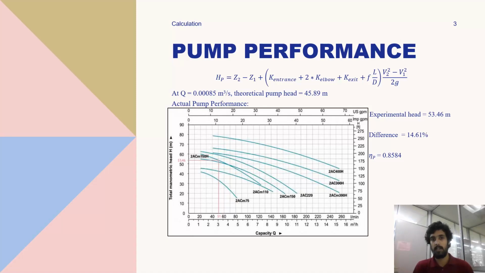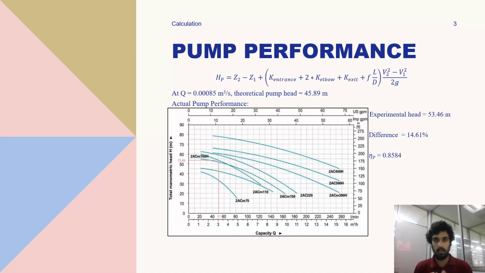We also have experimental data available to us provided by Leo, the pump's manufacturer. According to the experimental data, at 51 liters per minute, the pump head is 53.46. Now if we compare the two values, we can see that there is a difference of 14.61%. There are a few factors that contribute to that difference.